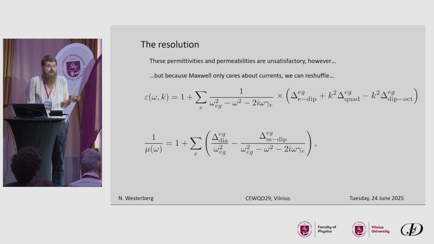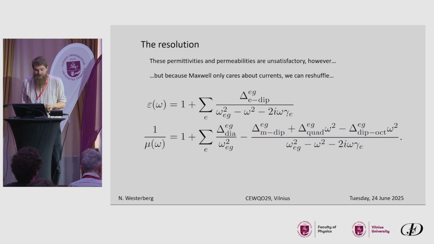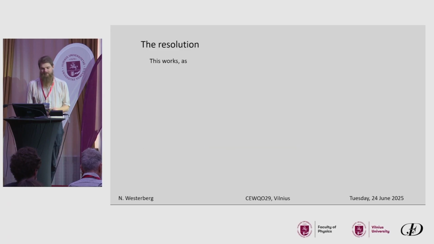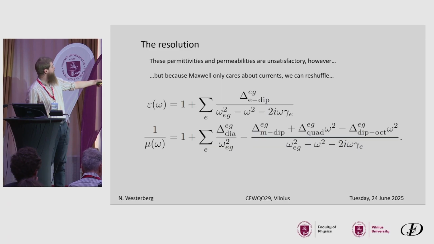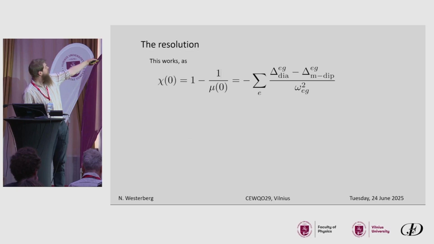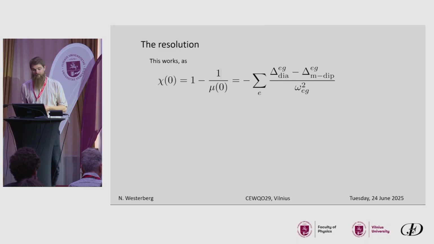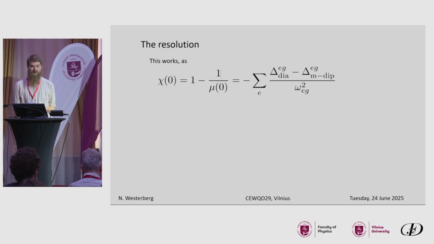Now, Maxwell's equations really only care about currents, so we can reshuffle things. If we do it in this particular way, we put all the dipole stuff in your permittivity, and the permeability gets to eat up everything else. Then you're fine, basically. The resonances here are clearly all causal. This permeability has the correct competition between the diamagnetic stuff and the paramagnetic stuff, and causality is then satisfied.